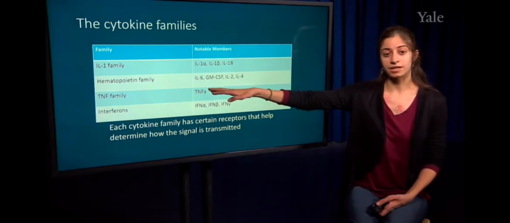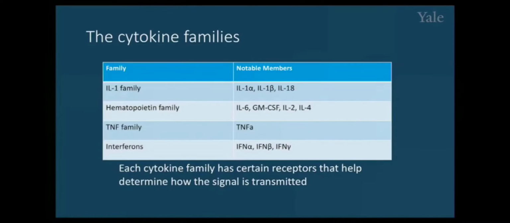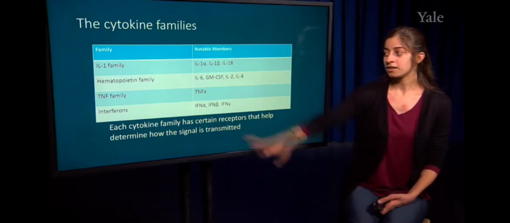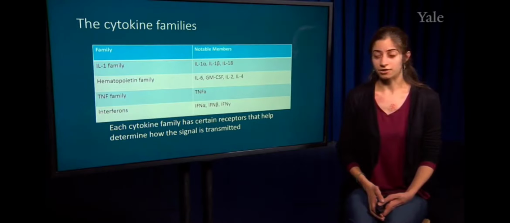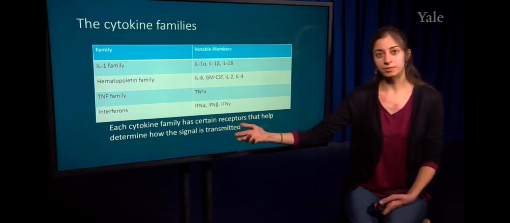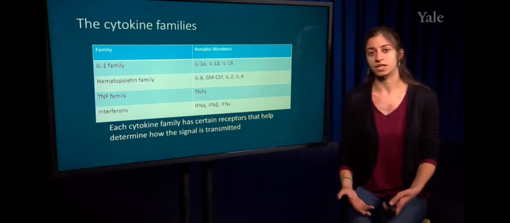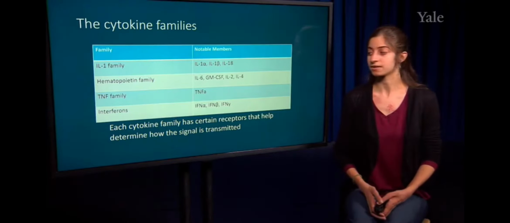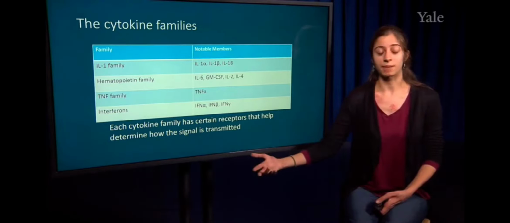The second family is the hematopoietin family of cytokines. This includes IL-6, GM-CSF, IL-2, and IL-4. We'll talk about a few of these in more detail today. The third family is the TNF family, which consists of TNF-alpha and others. And the final family is the interferon family, which notably consists of interferon alpha, beta, and gamma, but there are other interferons as well that we just won't talk about today. Each of these cytokine families signals through a certain type of receptor, which we'll go through now.